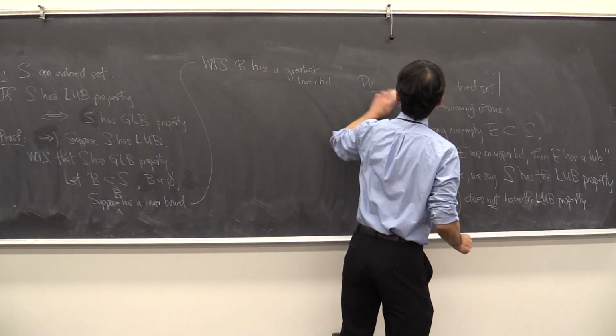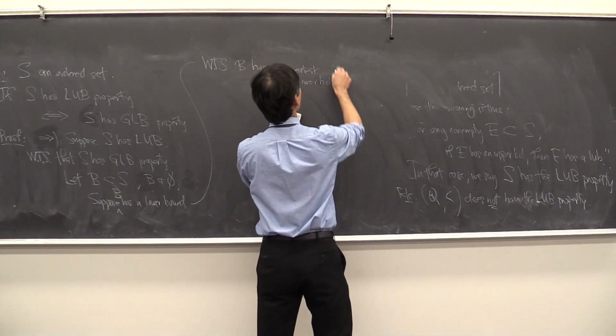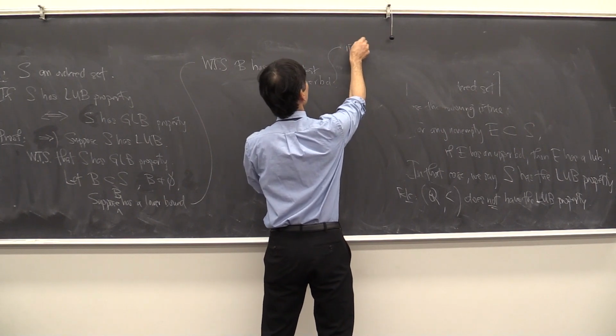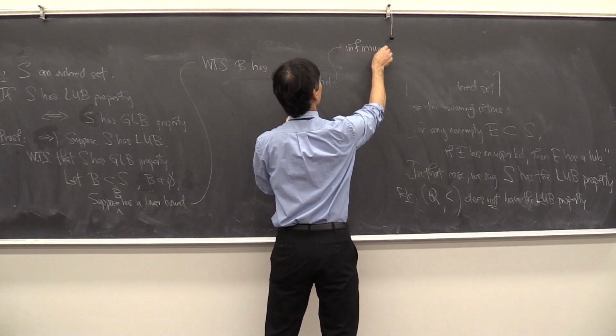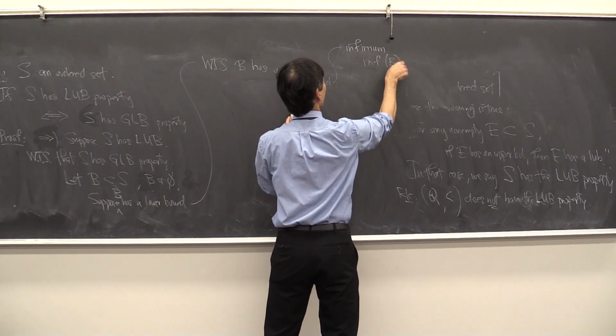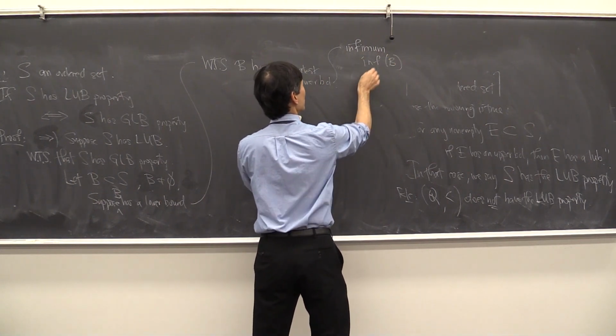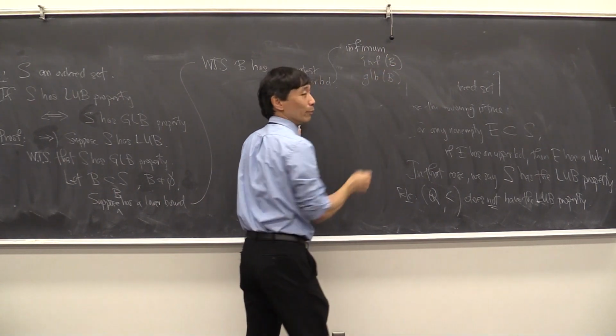Right. So greatest lower bound, which I forgot to mention, is called the infimum. The inf of B, or sometimes just glb of B.